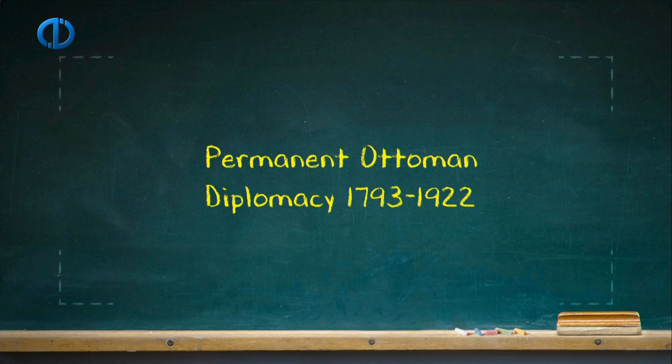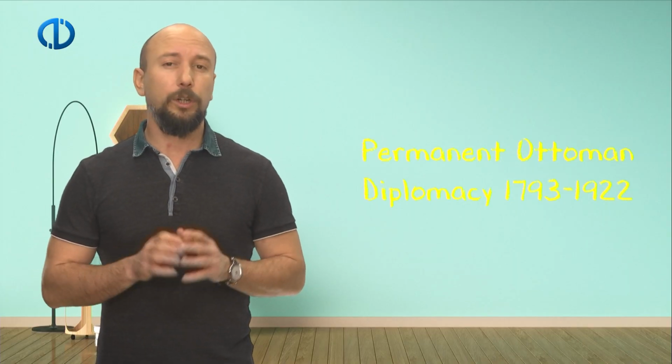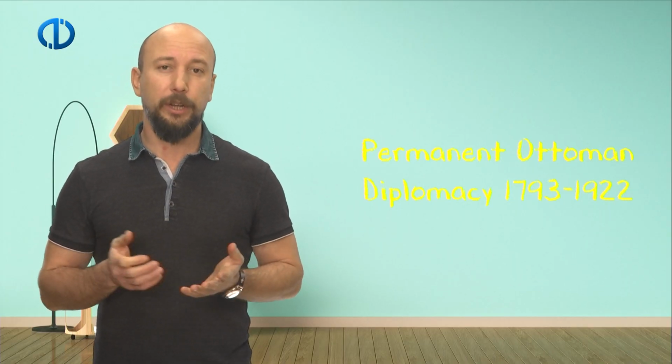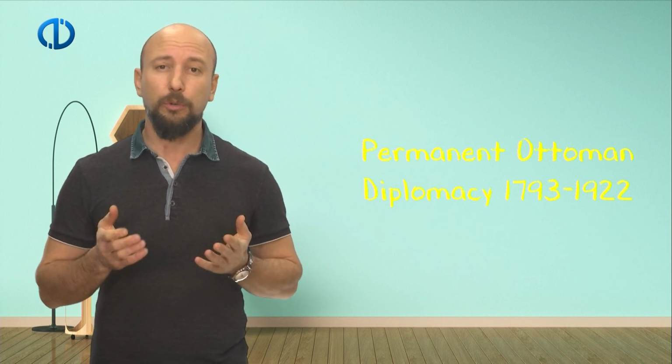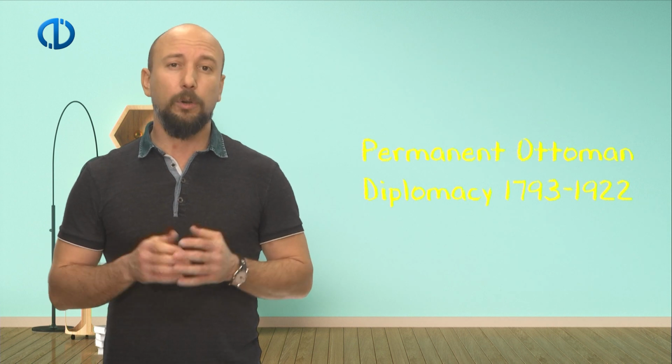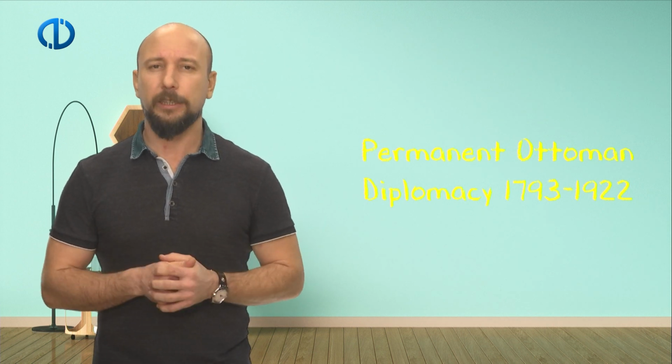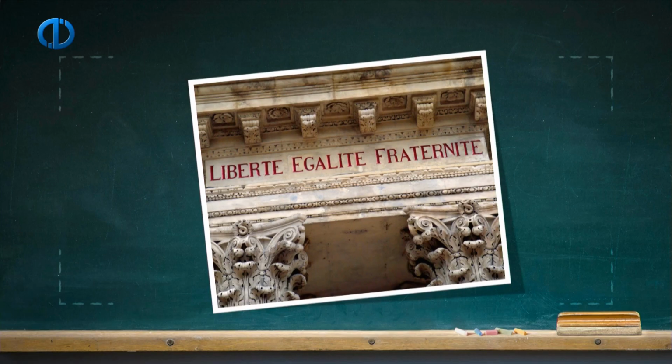Let's move on to the permanent Ottoman diplomacy. The Ottoman Empire had to adapt the instruments and institutions of modern diplomacy at the end of the 18th century. Dynamics shaping Ottoman diplomacy were totally different from the ad hoc period up until the 1790s, and instruments and institutions of Ottoman diplomacy were compatible with these dynamics. The French Revolution and the Industrial Revolution had serious impact on the Ottoman Empire.